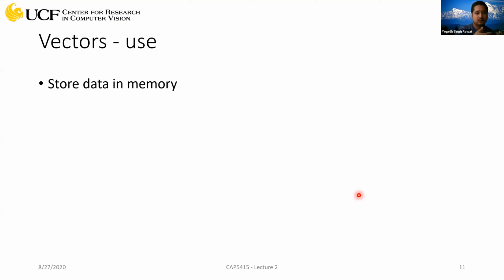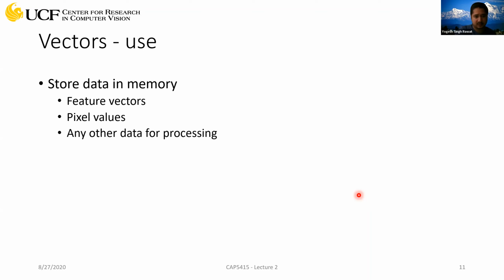Now, let's briefly talk about where exactly we can use these vectors when we are dealing with deep learning or machine learning. If you have some kind of data where you have some set of values, you need to store those values in memory, right? Then you will need vectors. These values could be feature vectors, which you have extracted maybe from some images or videos. And these vectors can also store your actual pixel values from the images or videos. And it can be any other data which you have obtained after performing some kind of processing on the features or the pixels which you have obtained from images or videos.